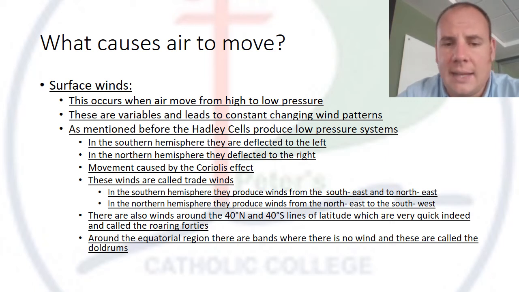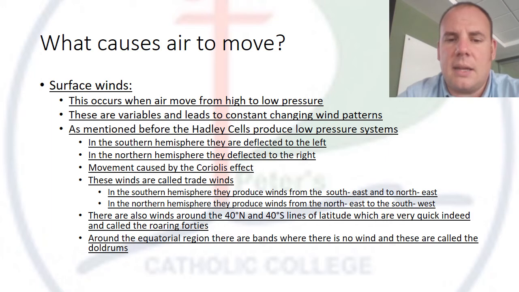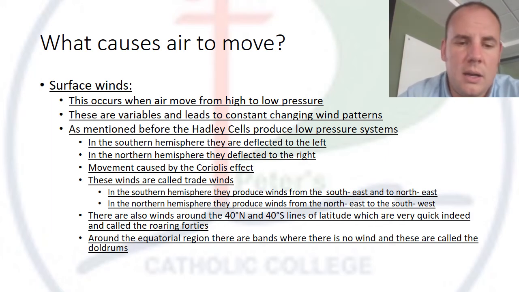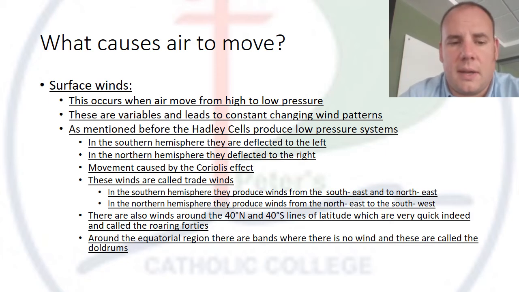As mentioned before, Hadley cells produce low pressure systems. That hot air then moves on to another cell. In the southern hemisphere, winds are deflected to the left. In the northern hemisphere, they're deflected to the right. The reason they're deflected is because of the Coriolis effect. That's where the Earth's movement actually moves the air as well.